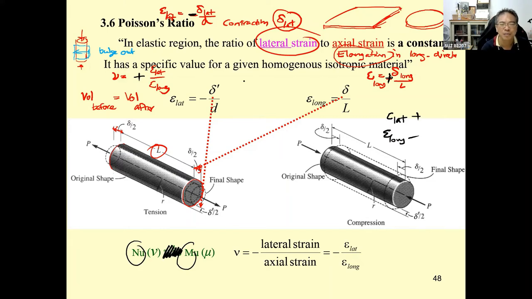The Poisson ratio of steel is in the range of 0.28 to 0.32, about 30%. The lateral deformation is going to be 30% of the longitudinal deformation. However, for rubber, it can be as large as 60 or 70%.